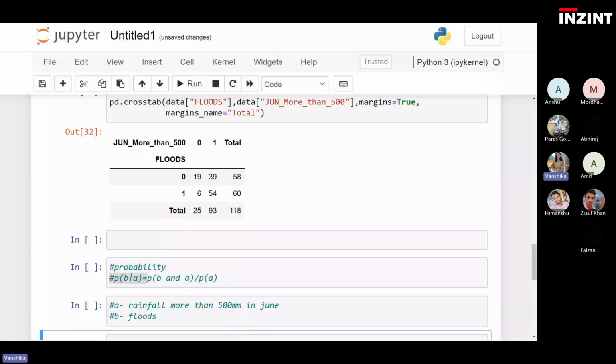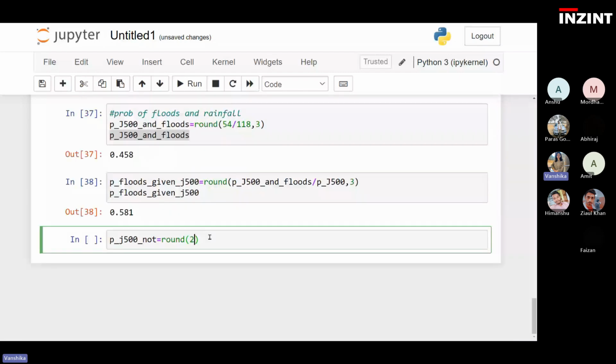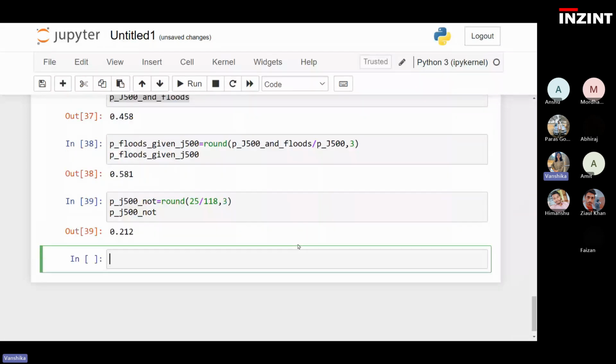Okay. So we know कि 25 cases ऐसे थे जिसमें rainfall नहीं हो रही थी. So let's calculate it. Around 25 divided by 118 and round it off to 0.21. Again, I'm mentioning कि 1 में से directly minus करोगे of probability of rainfall तब भी आ जाएगा.